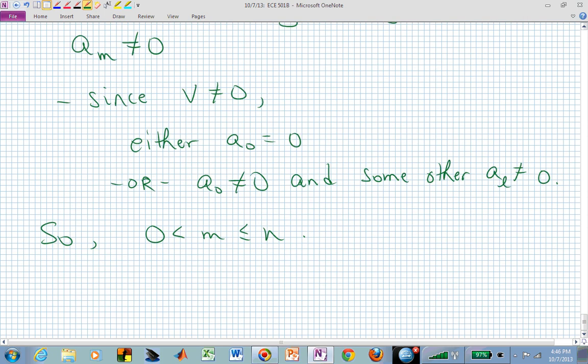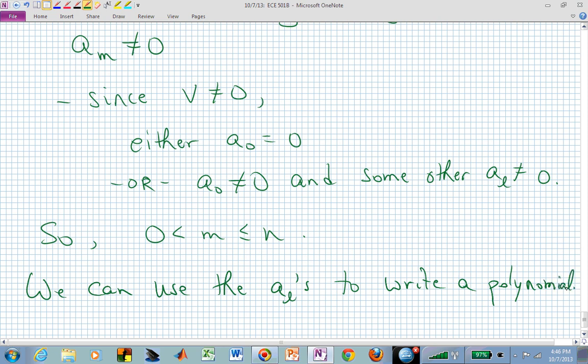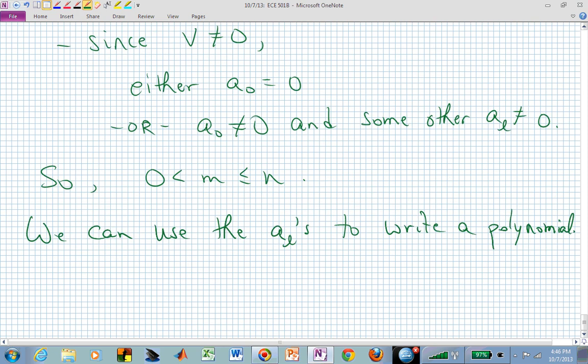So now that I have this possibility, we can use the a sub l's to build up or to write a polynomial. And let's just make that polynomial a function of a complex variable z. P of z is now this a sub 0 plus a1 z plus a sub 2 z squared all the way up to a sub n z to the n.